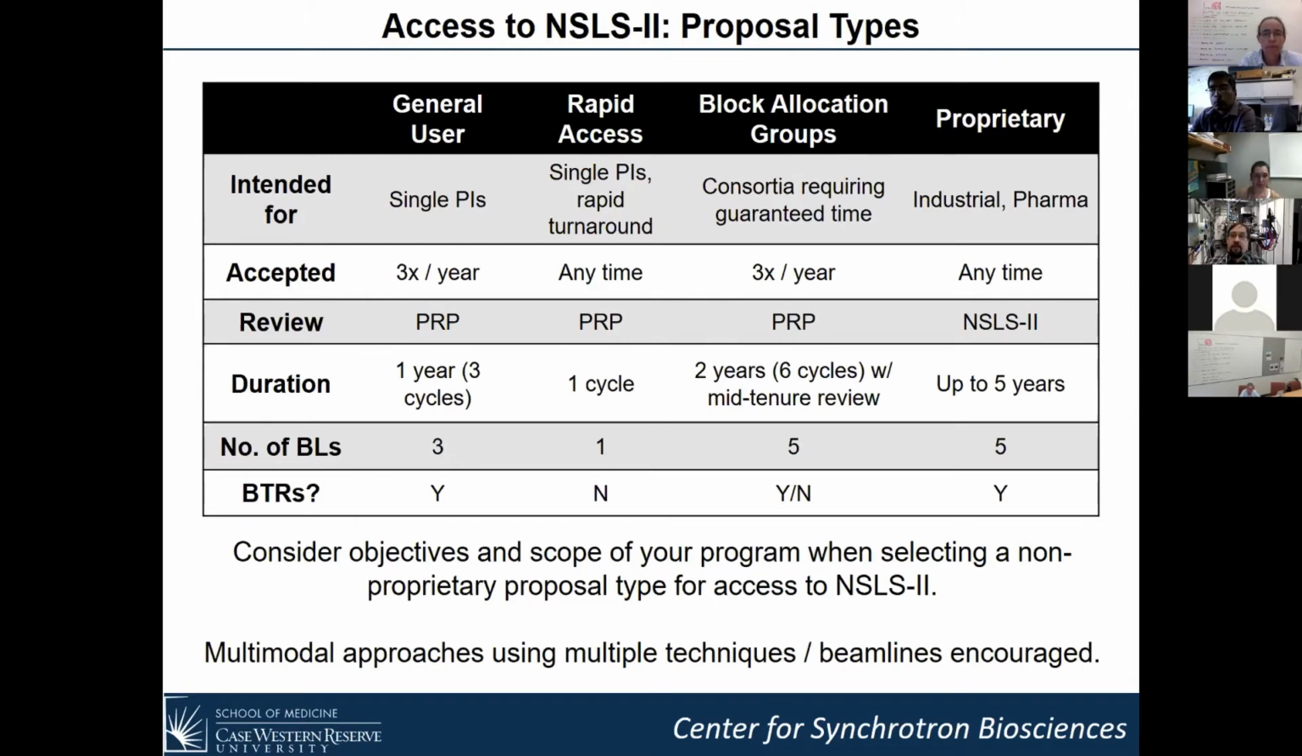One thing that we have at NSLS2 that's a little unique, that was imported from Europe, is the idea of what's called a block allocation group. That's a group of geographically or scientifically connected investigators who require guaranteed time. These uniquely last for 2 years, up to 6 cycles, with mid-tenure review. More or less, if you get a favorable score, you're guaranteed beam time on the beam line. And it's up to you to organize how you want to use it amongst the various participants in the BAG.